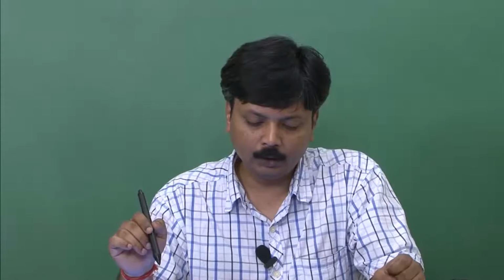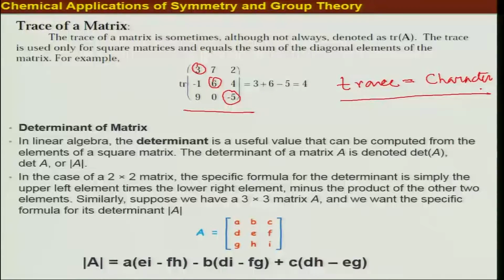Very well. And one more thing I would like to mention here is about the determinant of a matrix. So many of you already know what a determinant is. The determinant is a useful value that can be computed from the elements of a square matrix. The determinant of a matrix A is denoted as either this term or this symbol. Okay. In the case of a 2 by 2 matrix, the specific formula for the determinant is simply the upper left element times the lower right element minus the product of the other two elements.